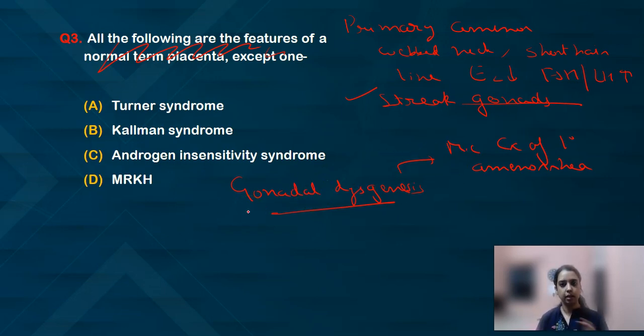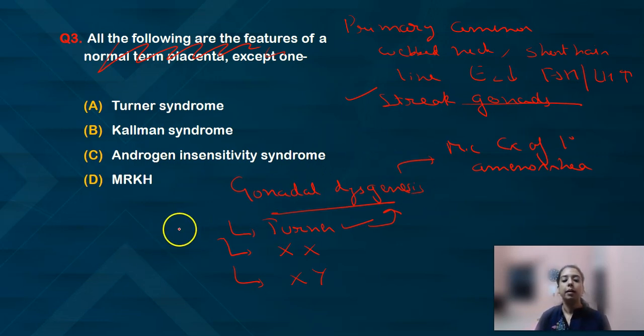Now, gonadal dysgenesis can be due to a lot of genetic conditions, one of them is Turner's. Then there can be pure gonadal dysgenesis XX. There can be XY gonadal dysgenesis. They all can lead to streak gonads. Most common cause among them is Turner's. So Turner's is the most common cause of gonadal dysgenesis.